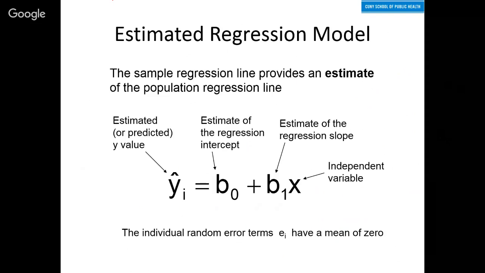That was a model of the population where beta 0 and beta 1 are coefficients, population parameters that we might want to make inference on. We will estimate a regression model from a sample, and I'm describing this here using a hat to mean this is an estimated or predicted y variable equal to an estimated slope plus an estimated intercept times the independent variable.